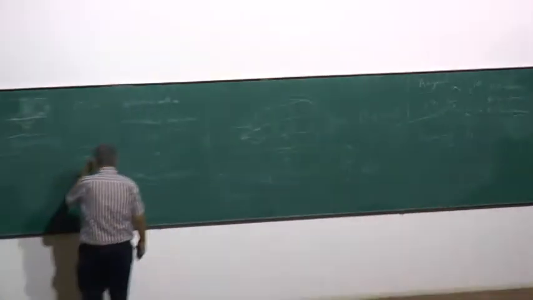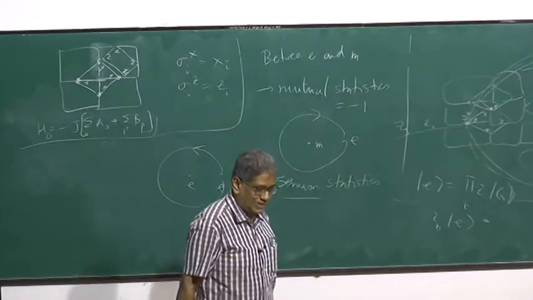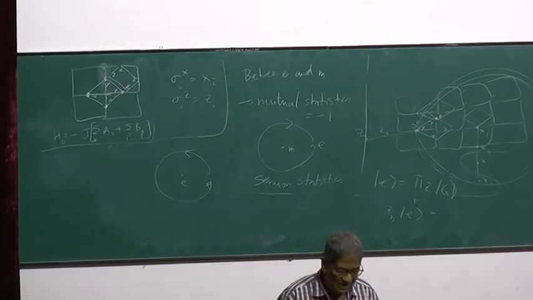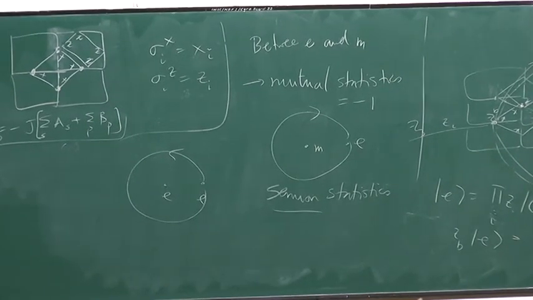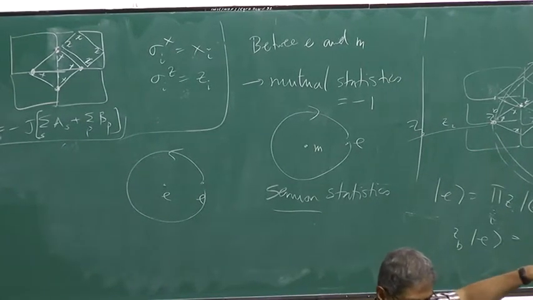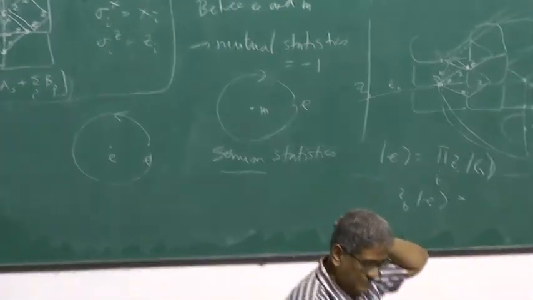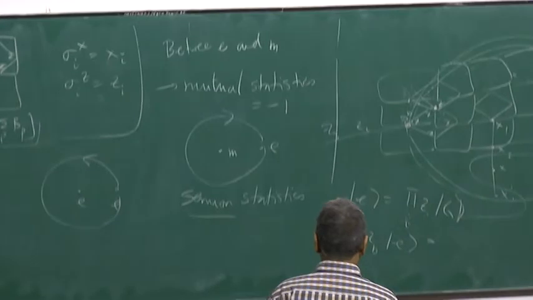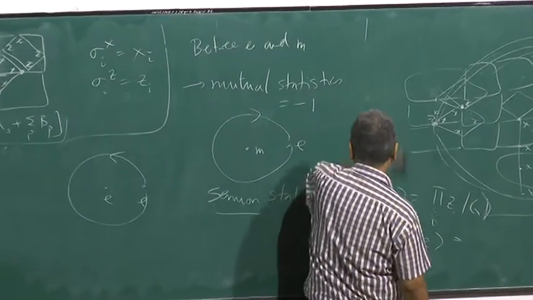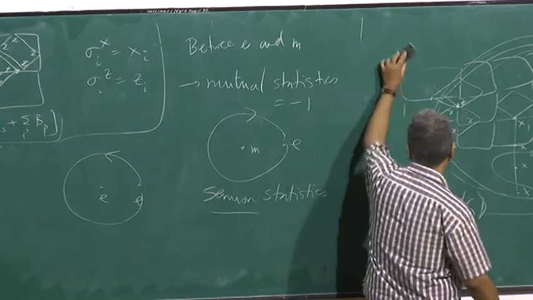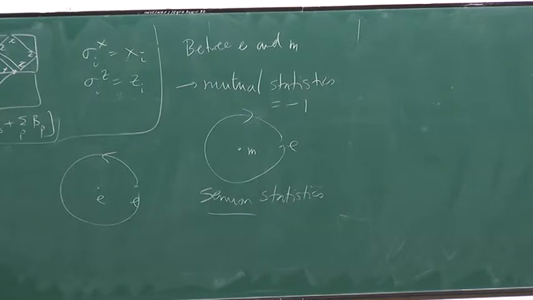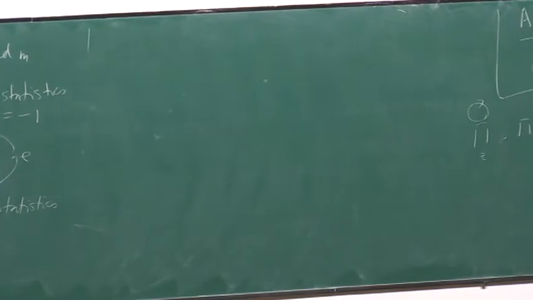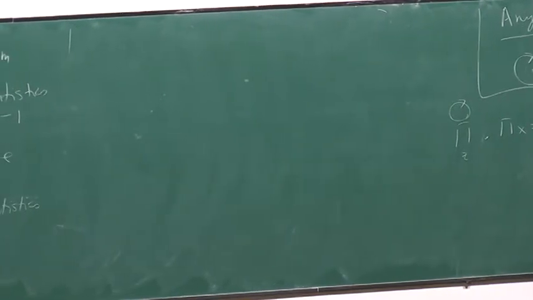Okay. So that is a little bit unexpected, that this E and M actually have this funny kind of mutual statistics. That is why you can only describe the statistics based on going around in a closed loop. You cannot describe what happens when you exchange them. But the name semion comes from that. Okay, so I am almost at the end now.